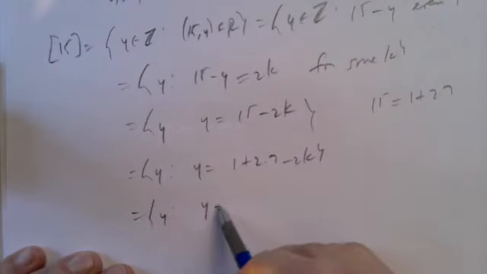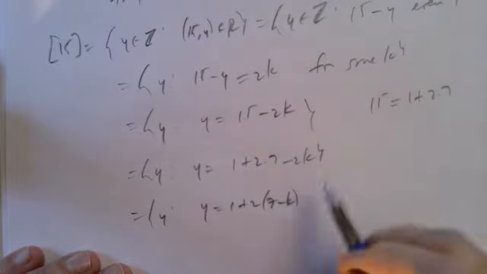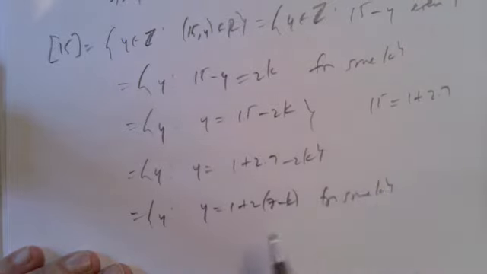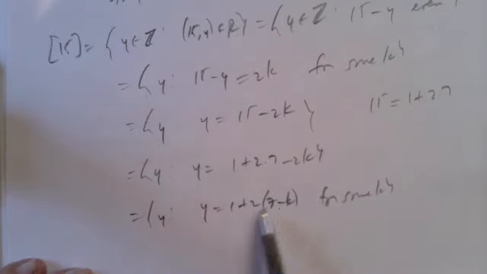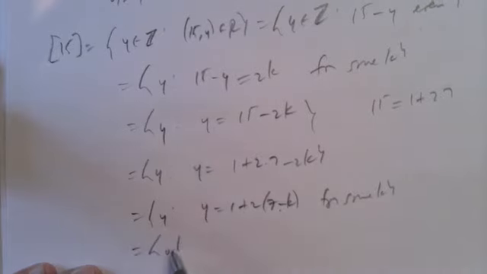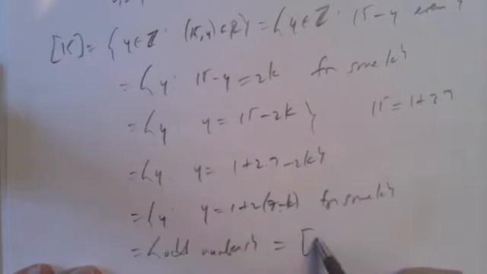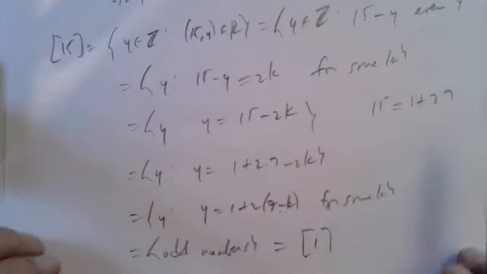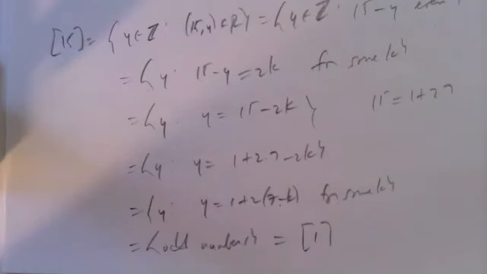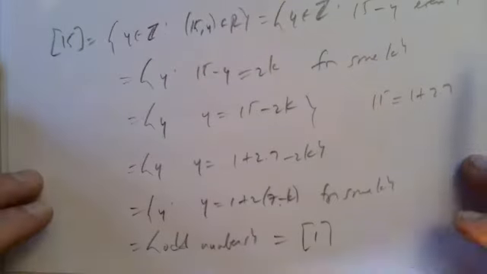Or the set of all y such that y equals 1 plus 2 times (7 minus k) for some k. Well, this is 1 plus an even number. This is an odd integer, and every odd integer is of this form. So this is the set of all odd numbers. So the equivalence class of 15 is exactly the same as the equivalence class of 1. In both cases, the equivalence class is the set of all odd integers. So there's a very important picture that underlies this.